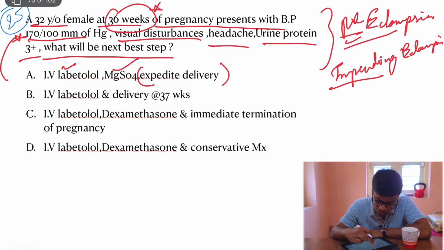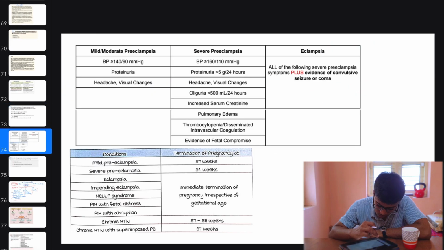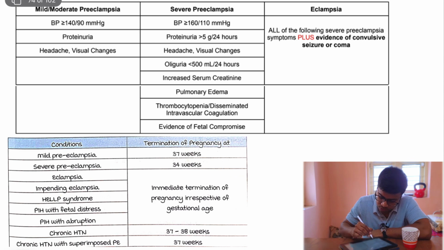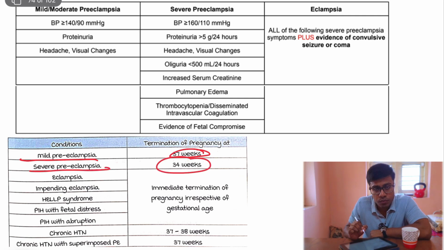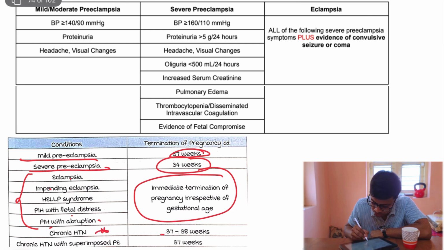So before solving the question, let's come to the slide. If these are the conditions: at 37 weeks with mild preeclampsia, termination of pregnancy we can do. Severe preeclampsia, at 34 weeks we can do termination of pregnancy. In case of eclampsia, impending eclampsia, HELP syndrome, fetal distress, abruption, we can do immediate termination of pregnancy irrespective of gestational age. Chronic hypertension, 37-38 weeks. Chronic hypertension with superimposed preeclampsia, 37 weeks.